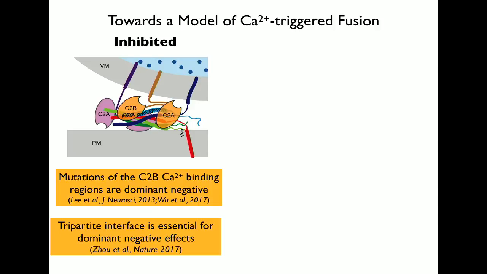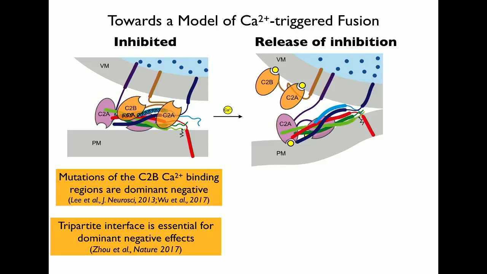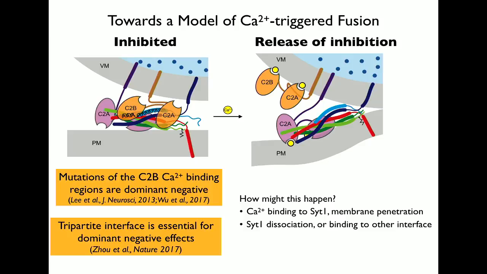And then what happens when calcium binds? The idea is that calcium binding will do something dramatic to the synaptic tag. Either it might completely dissociate from this complex by interacting with the membrane, as illustrated here, or it might go to a different part of the complex and then initiate fusion. And so these are just the two possibilities here.